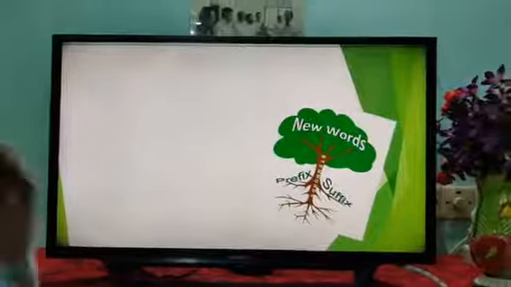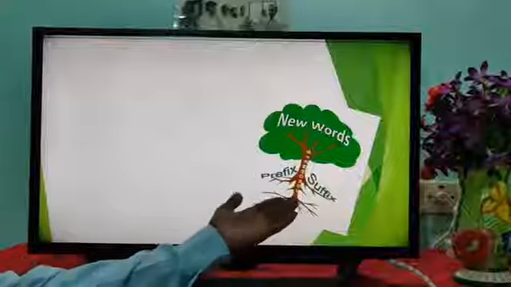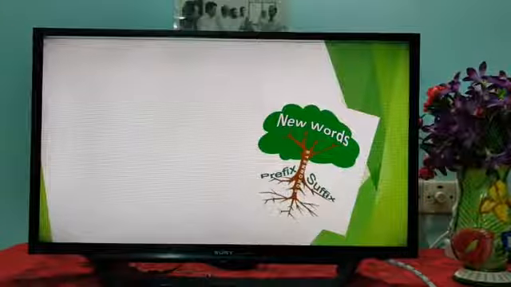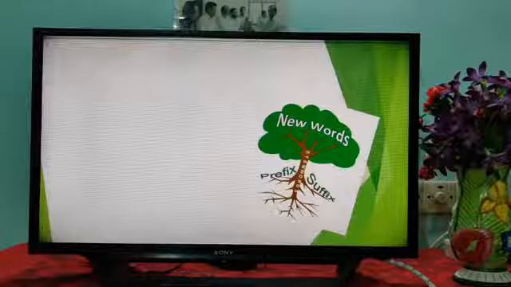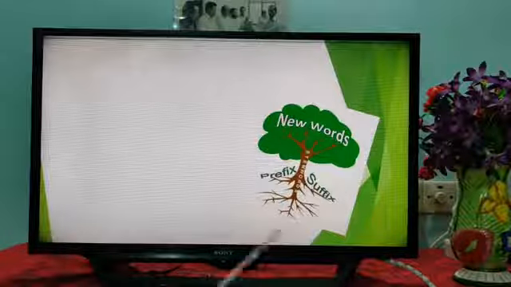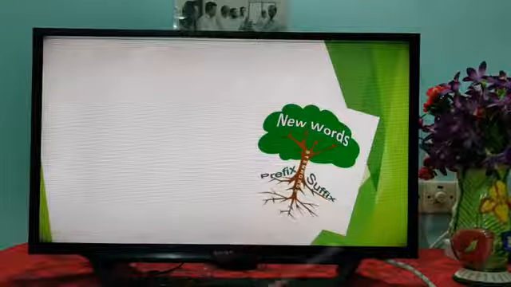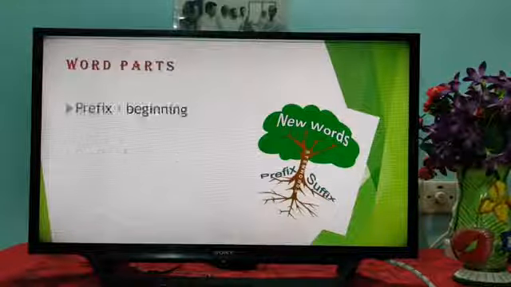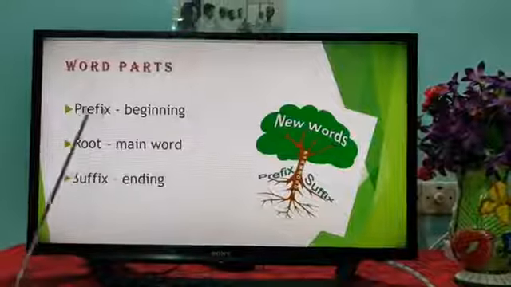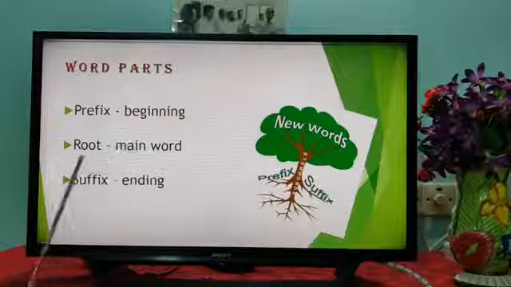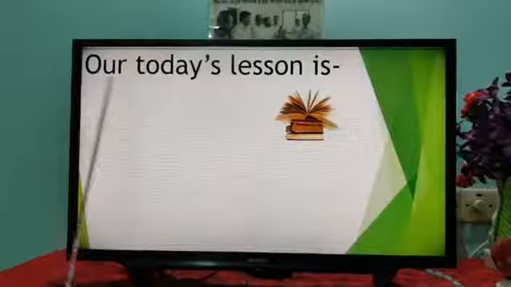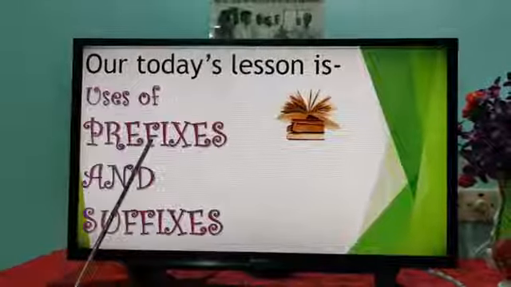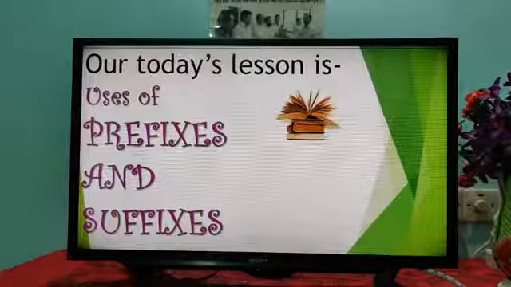Yesterday I told you about prefixes and suffixes. Prefixes are word parts used before a root word, and suffixes are word parts used after a root word. Prefix: beginning. Root: main word. Suffix: ending. So our today's lesson is uses of prefixes and suffixes.